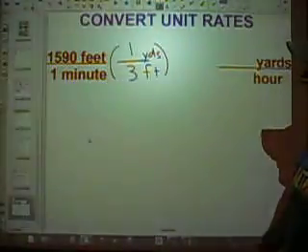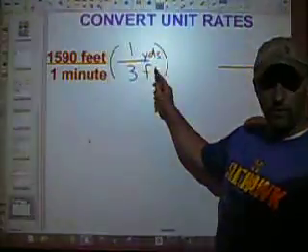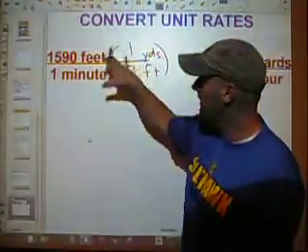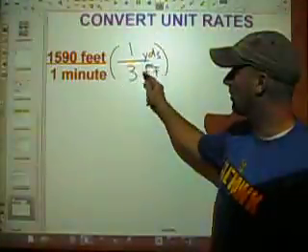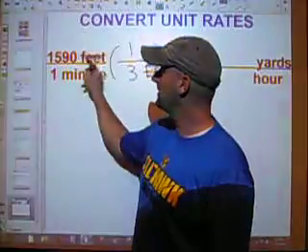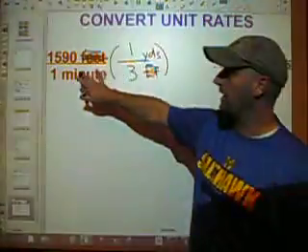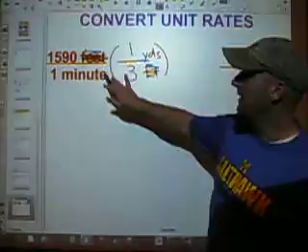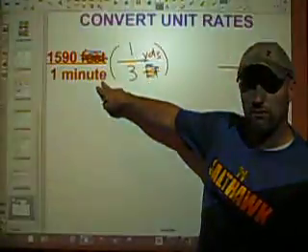Now here's why I put feet on the bottom. Because I want to cross-simplify. That whole understanding of using the labels as part of the math is called dimensional analysis. I'm going to cross-simplify that feet and that feet. I'm not going to go ahead and do the math right now, but I'm going to go ahead and knock those out. So now I know I'm in yards per minute.